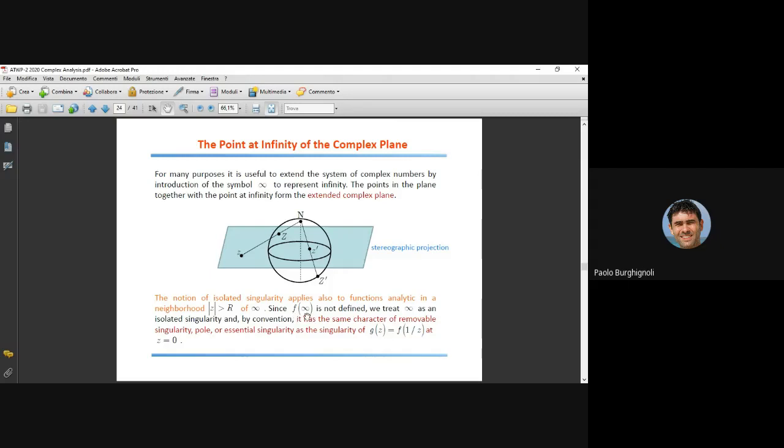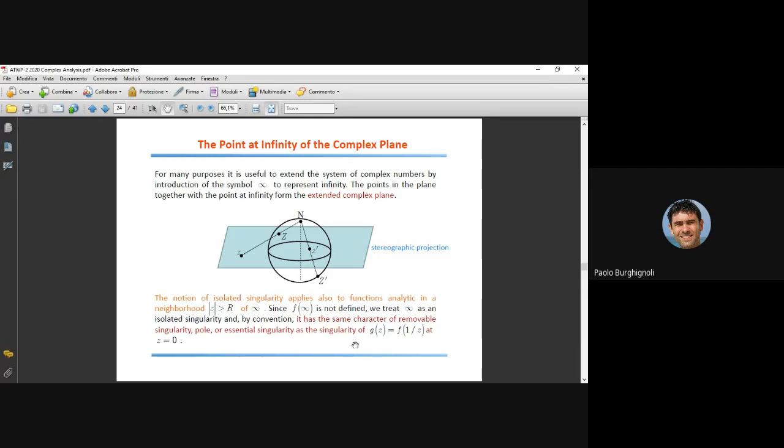The value of a function at infinity may not be defined, but we will treat the point at infinity as an isolated singularity. So by convention, we will say that the character of such a singularity will be the same as the singularity at the origin of the function g, which is obtained by replacing z with 1 over z. Okay, so if you calculate your function f in 1 over z, as you can see here at the bottom, what you get is a new function g. And of course, the point at infinity now corresponds to the origin. So we can study the behavior of the new function g at the origin, and decide if this isolated singularity is removable, or if it is a pole, or if it is an essential singularity. And then we will say that the same behavior is the behavior of the function f at infinity.